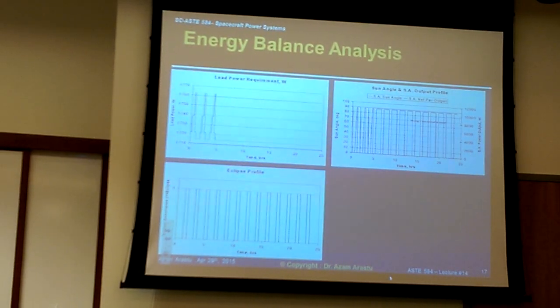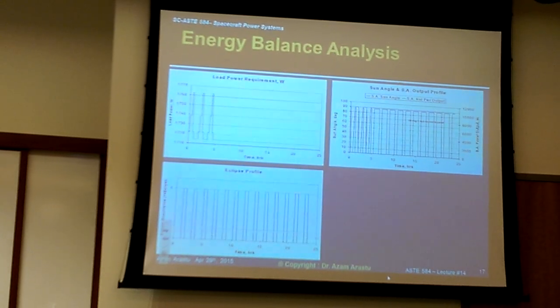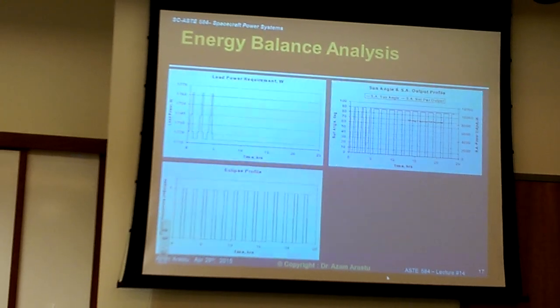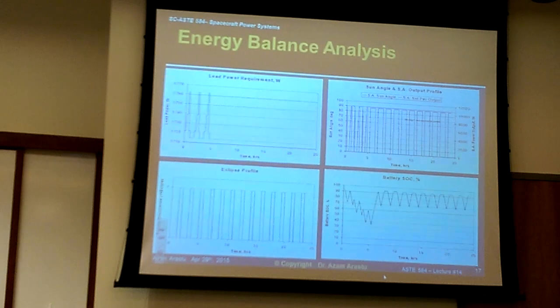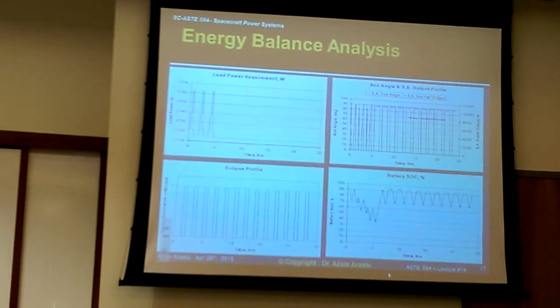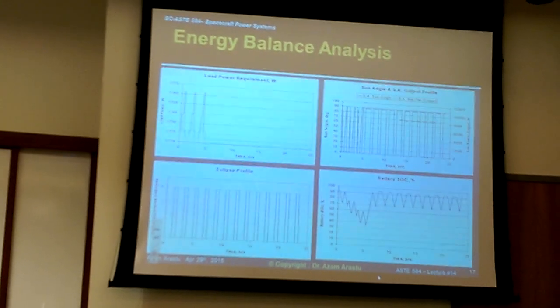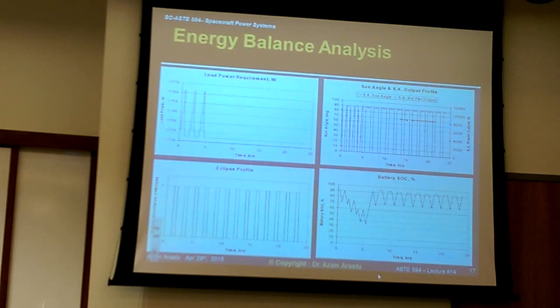Now if I look at the sun angle and solar array output under these conditions, so here is the sun, if I take the solar array output and map that with the sun angle, I get a power profile. For these cases, because most of my load is in this area, the solar array is providing the power to the load. At the same time, in this part, the battery is doing it. I'm modeling what the battery is doing at any given time and seeing how much the battery is doing.